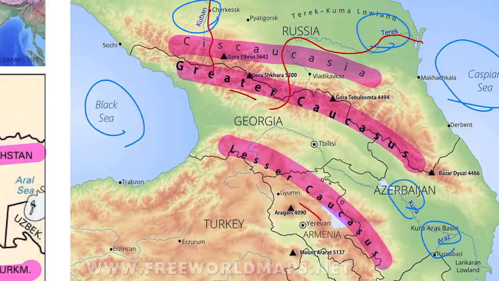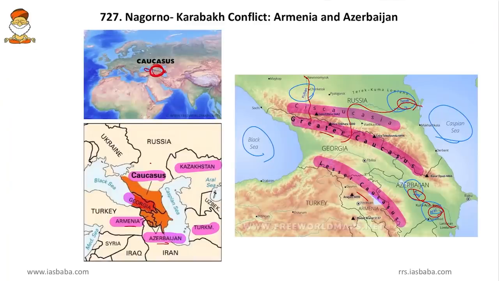And then we have the Kura or the Aras River. They also flow to the west of Caucasus and dump their water into the Caspian Sea. So this Kuban River, then Terek River, and then Kura and Aras River, we will remember here. So this is a brief account of the physiographic features of Caucasus.